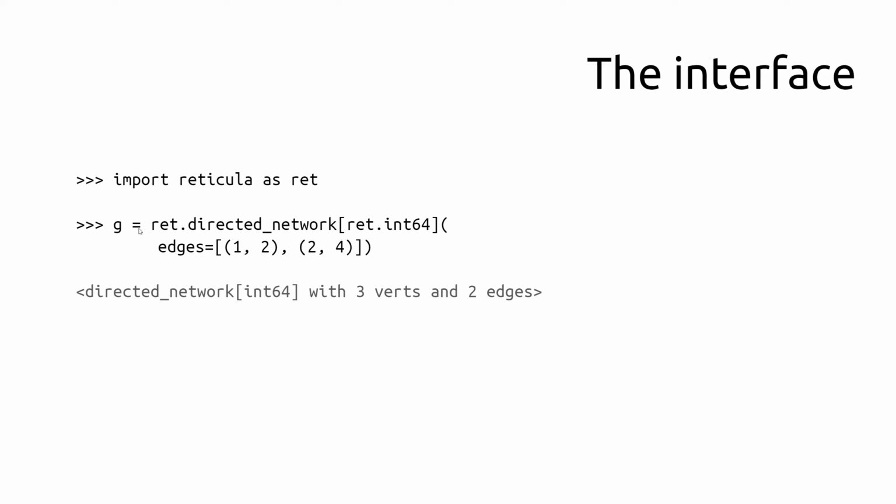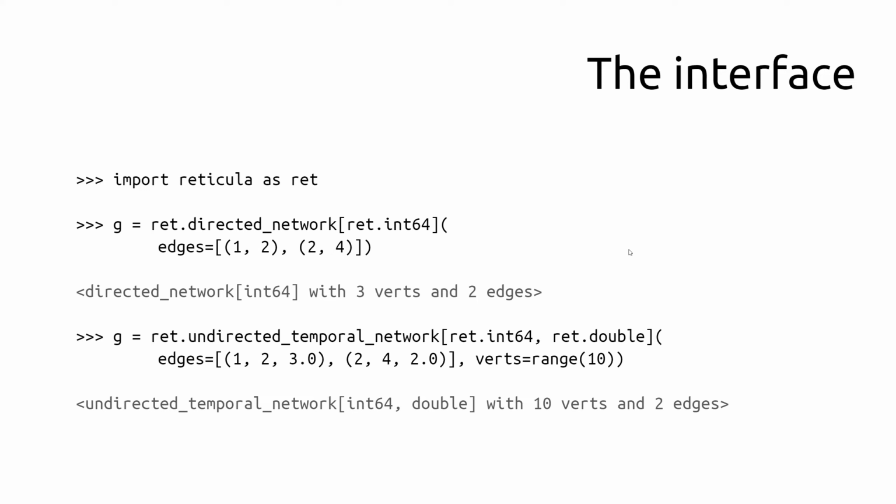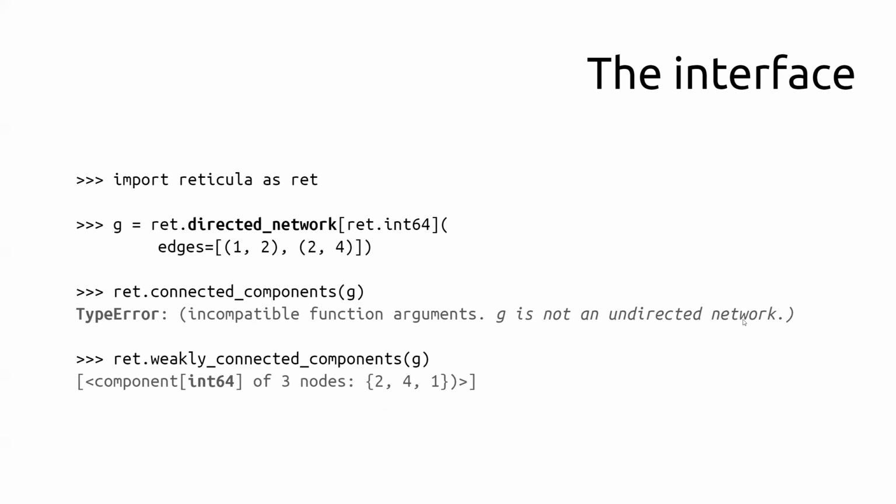So you just import it and then create a directed network, give it a list of edges. Or you create an undirected temporal network and then give it a bunch of events or edges. So here we are saying vertices are 0 to 9, so range 10. And there are two events or two edges in this undirected temporal network. Node 1 connects to node 2 at time 3, and node 2 connects to node 4 at time 2. So you can see that the two different kinds of network can share the same interface while working with them.